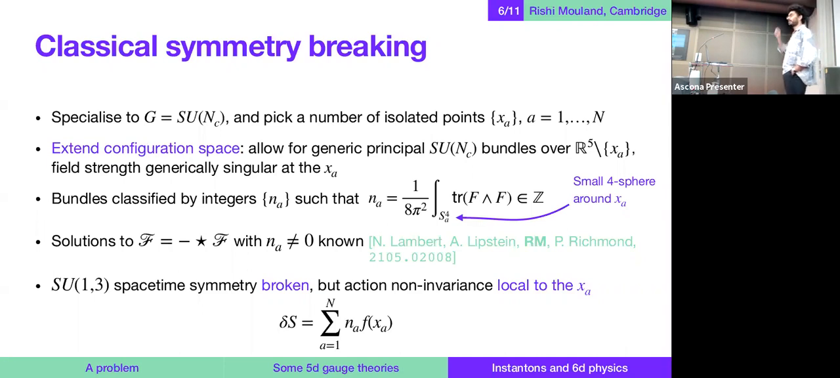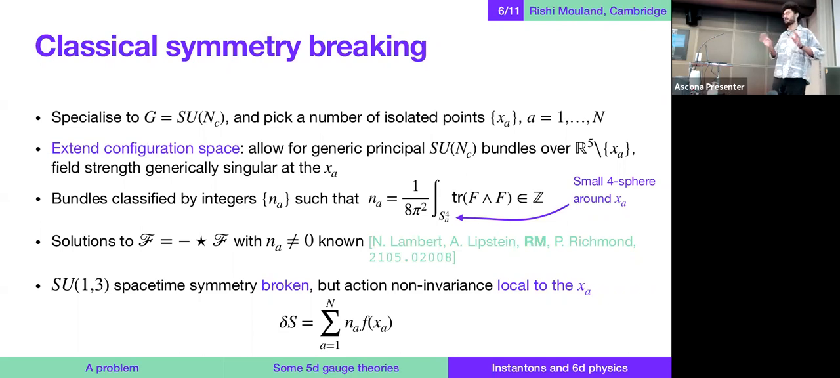The point is, I'm going to pick some points in my spacetime, and I'm going to extend my configuration space to not necessarily be regular at these points. I'm going to allow for a broader class of bundles characterized basically by their second Chern number measured around these little insertions. So these can be integers, and indeed solutions to this constraint equation which have these integers non-zero are known. Please do ask me about them. I'm not really going to talk about them too much today. And the crux of it, again, I want to bring it back to symmetries, is that the SU(1,3) spacetime symmetry is actually broken. This at first seems like I've gone the wrong way. I wanted to enhance it with a U(1) factor, but I seem to have broken it.